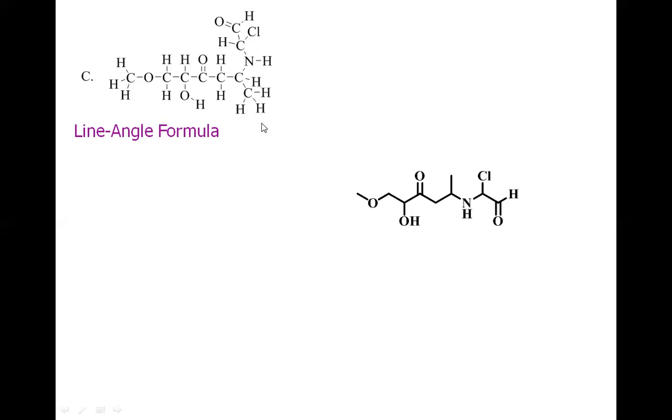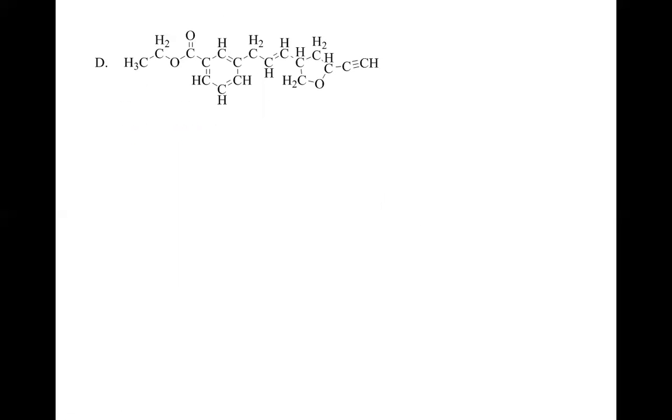We have this OH here, which is the part of this carbon, and then we have the carbonyl, and then we have CH2, then we have CH, which is connected with the CH3, which is called the methyl, which is here, and then this NH connected to this C, and which is connected to this chlorine at one side, and CHO, that is the aldehyde group, on the other side. So this is the line angle formula for compound C. Now let's discuss the line angle formula for compound D.